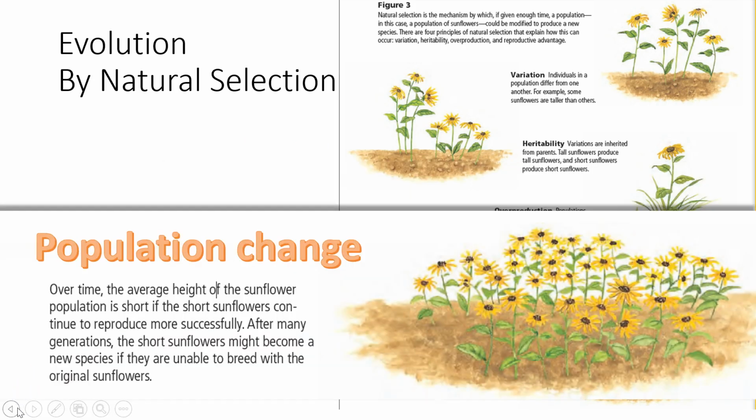Since the short sunflowers pass on the most genes to the next generation, most of the next generation will be short sunflowers, or at least more of the next generation will be short sunflowers, and over time, as the short sunflowers pass on more and more genes, the population will become shorter and shorter until it will be dominated by short sunflowers. The population's changed. It used to be mostly tall or a mix of tall and short. Now it's a population that's mostly short. That's evolution. This species is changing.